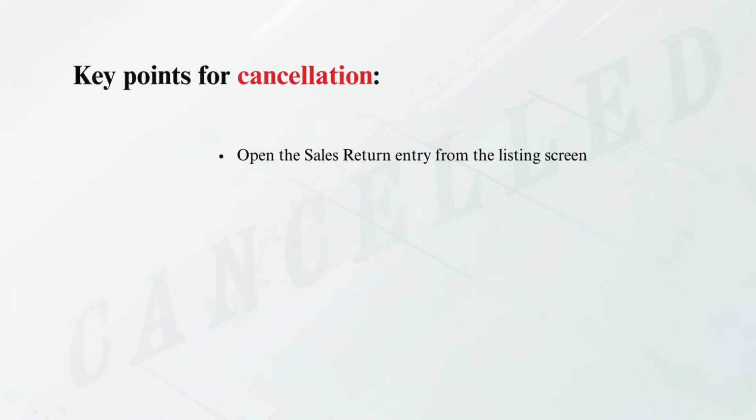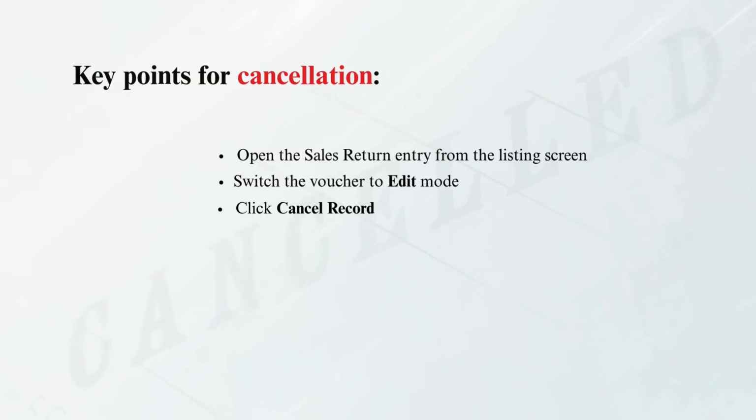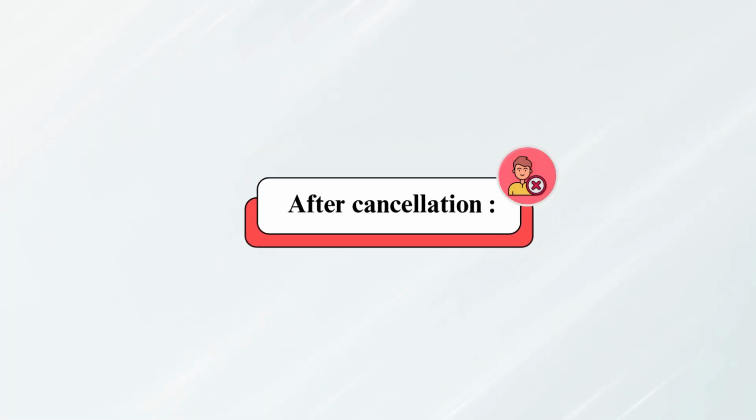Open the sales return entry from the listing screen. Switch the voucher to edit mode. Click Cancel Record. System will ask for confirmation. After cancellation, stock movement is reversed.